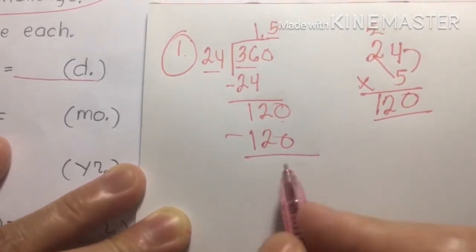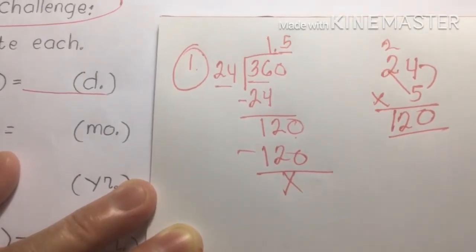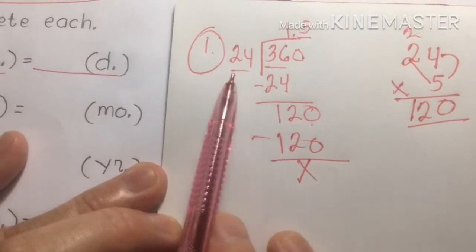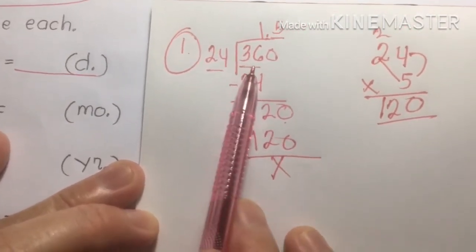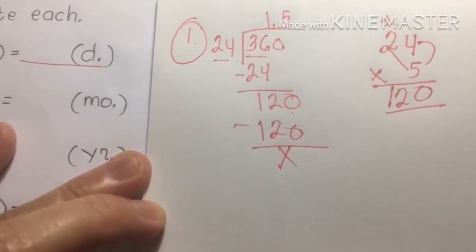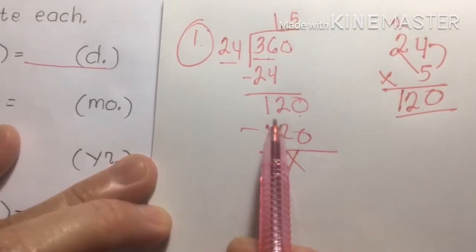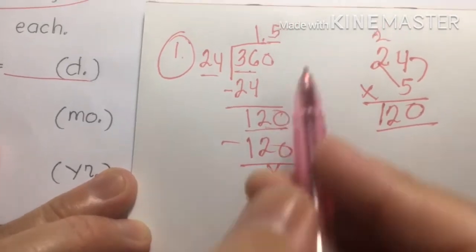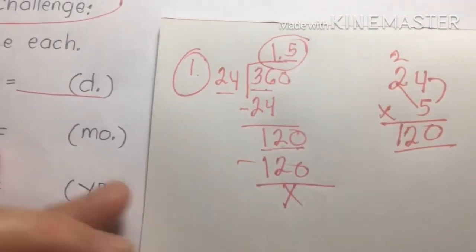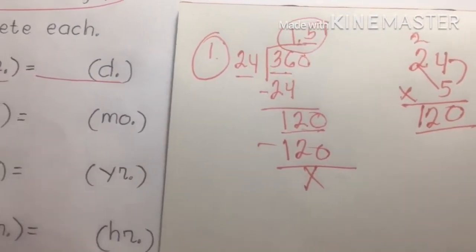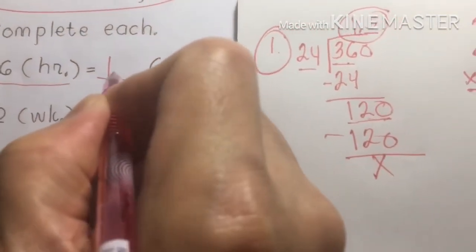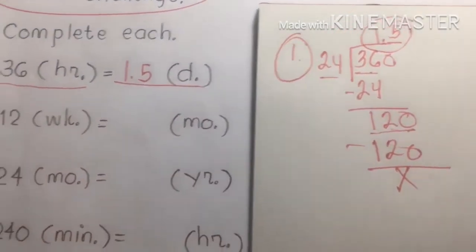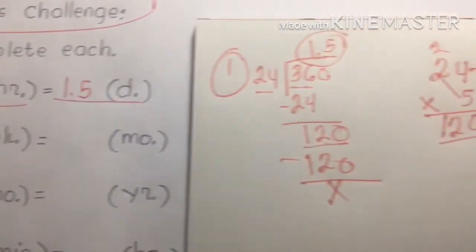Please follow, guys. I'm going to put an X, that means to say that's the subtraction step for the division of 36 by 24. Why did 36 become 360? It's just because we add 0 in order for 12 to become 120, to make it a whole number. So our answer for number 1, 36 hours, how many days? The answer is 1.5 days. That's our answer for number 1.